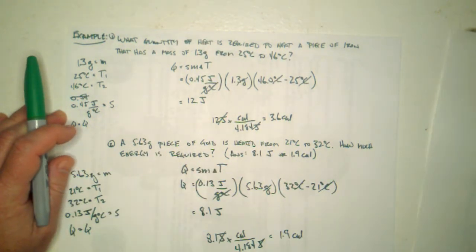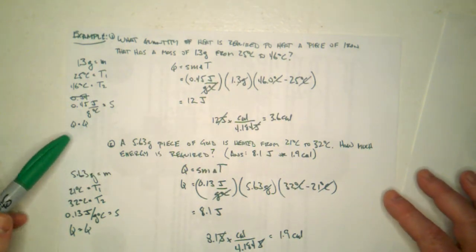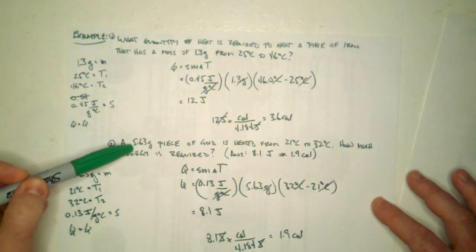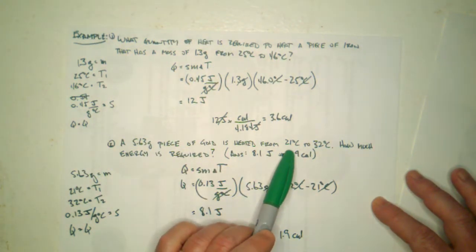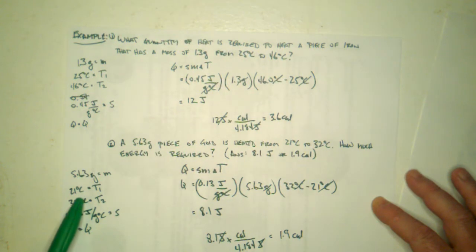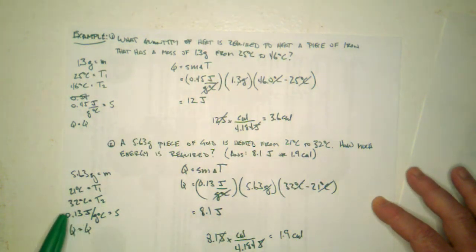Well, if you're watching this part, it's because you didn't get the answer. But, like before, we write all the givens off to the side. 5.63 grams. Oh, gram, that's a mass. I'm going to make that m. Oh, I got a temperature. Here's the starting temperature, 21 degrees C. That's T1. 32 degrees C. That's the temperature it goes to, so that's going to be T2.